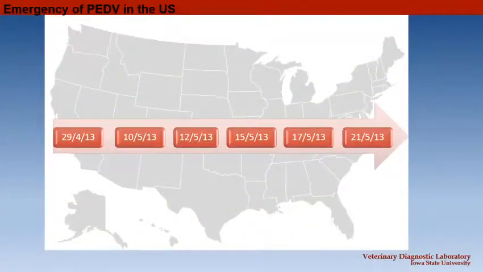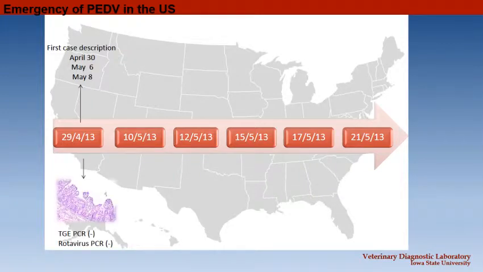But here is a time lapse of how things progressed. The first cases were reported in late April, early May of 2013. Histologically, again, we see this atrophic enteritis that resembles any other enteric virus pathogen. So TGE or rotavirus could be, but by PCR they were both negative. Remember that I talked about the coronavirus structure. So we did electron microscopy, and here we are. We got the first evidence that the virus was affecting pigs.